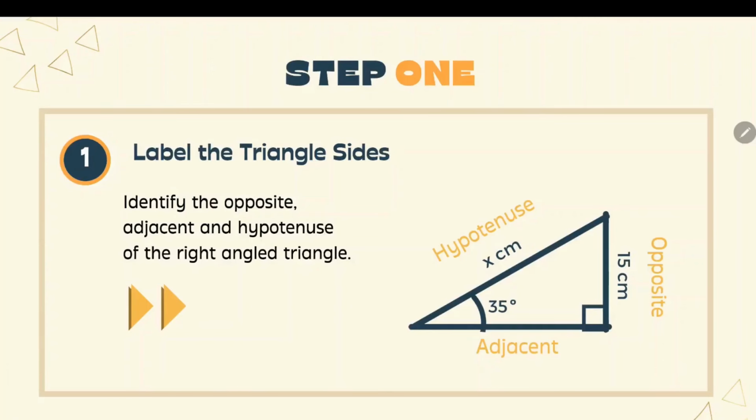Step 1. Labeling the triangle sides. Identify the opposite, adjacent, and the hypotenuse of the right-angled triangle. Remember, your hypotenuse is the longest side. The opposite is the side that's opposite the angle that we're working with. So 35 is the one that we're working with. Therefore, the opposite of angle 35 is this one here.